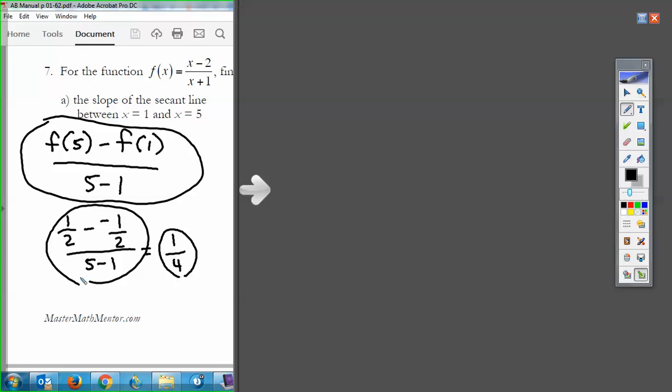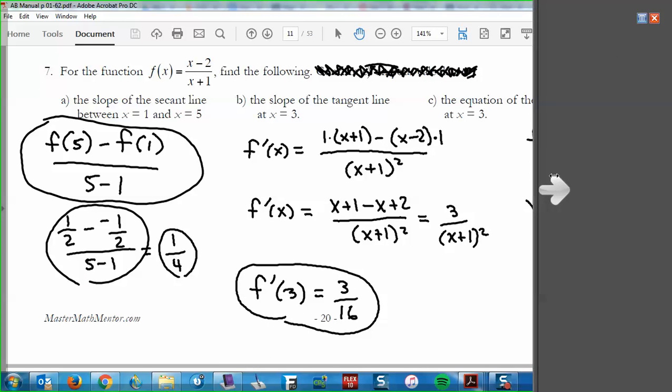Okay? Anyway, we'll talk more about that as we go on. 1/4 is the answer I got. So you talked about the derivative here. Now, since we're going to plug in a 3 anyway, you don't have to simplify.